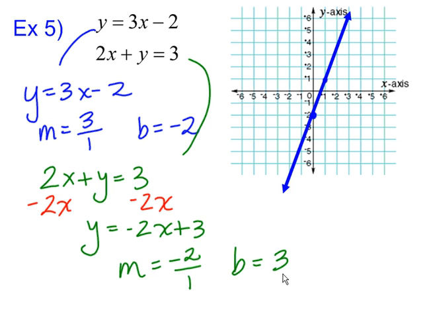And that's positive 3. So we'll go to positive 3, make our point, and then from there we'll run down 2 to the right 1. Because you can see we're going to run into the other line. So we're going to draw our line to go through those points. And then this is our solution to our system of equations, which happens to be 1, 1.